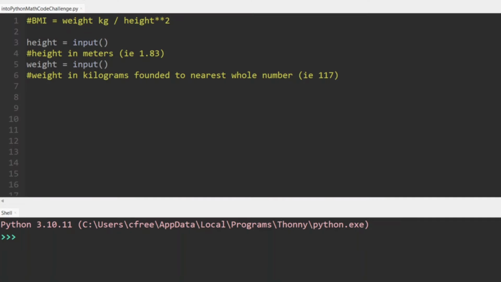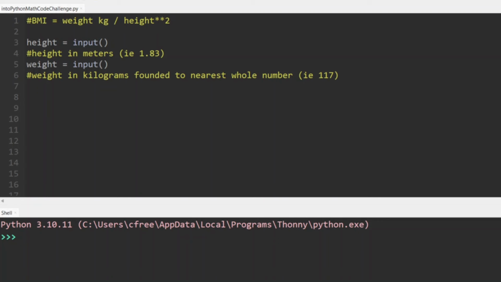So this week in Sinking Python, we're looking at a BMI coding challenge. What we're looking at is a BMI using kilograms for weight, and for the height, we're using meters. So the challenge is, if we use height equals input, and weight equals input, then we have to figure out what the BMI is.